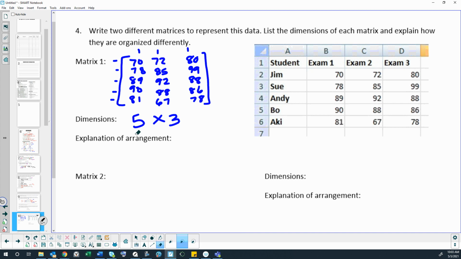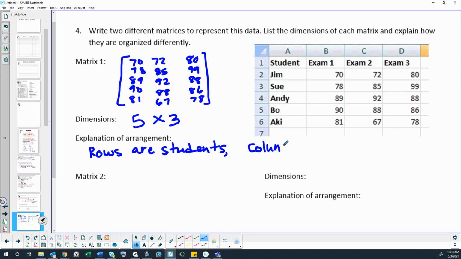I'm going to go ahead and explain my arrangement. I don't want you to think that those little marks I made when I was counting are actually part of the matrix. They're not. Okay, I'm going to explain my arrangement. So my arrangement is that each column is an exam and each row is a student. Rows are students. Columns are exams.